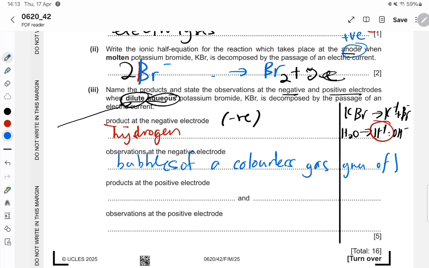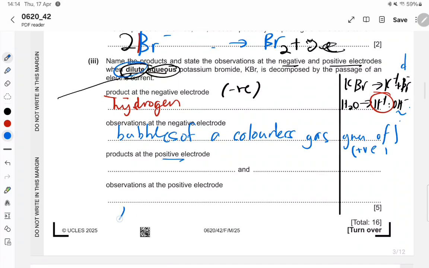Next, products at the positive electrode. Okay, positive electrode, what do we have? It's bromide or hydroxide, right? But dilute. The moment it's dilute, hydroxide is going to be chosen. And this is an empirical formula, remember, forming two waters and an oxygen. So what are the products, notice plural. So you can say water and oxygen.